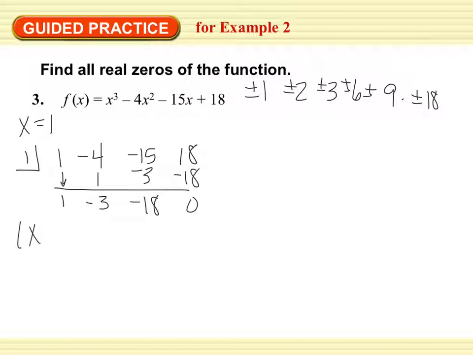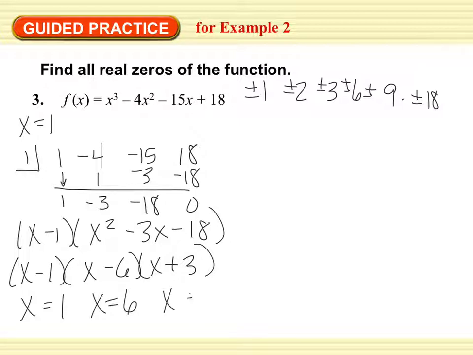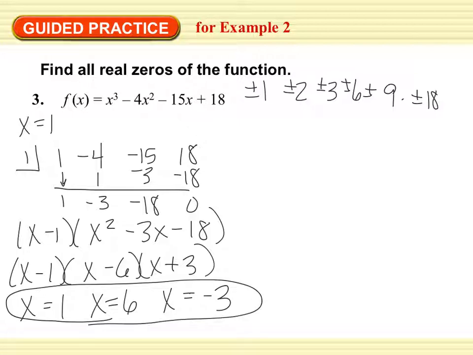That means I have x minus 1, x squared minus 3x minus 18. This factors into x minus 6, x plus 3. So my zeros are 1, 6, and negative 3. Okay, let's try number 4.